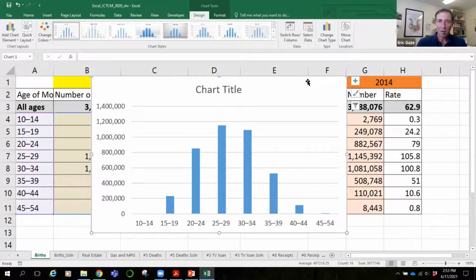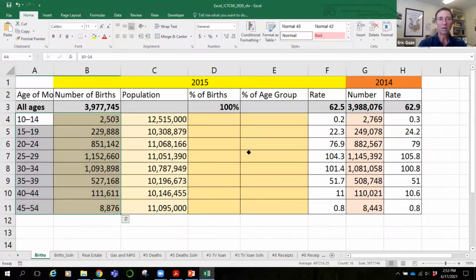Okay, that's really all they need to know how to do in order to use Excel effectively. You can add titles and do all sorts of aesthetic things. I'm going to go ahead and delete that chart. Let's say we want to know the percentage of births for each of these cohorts out of the total number.